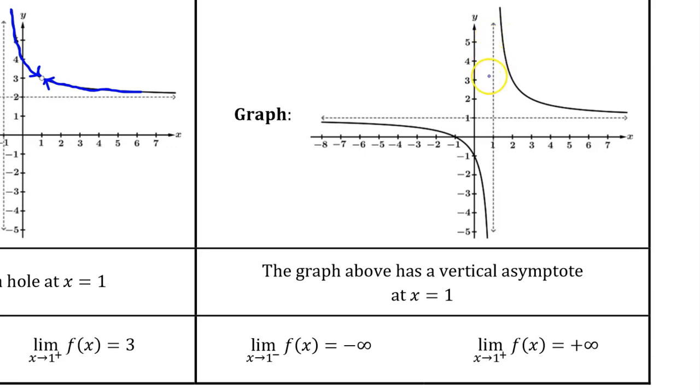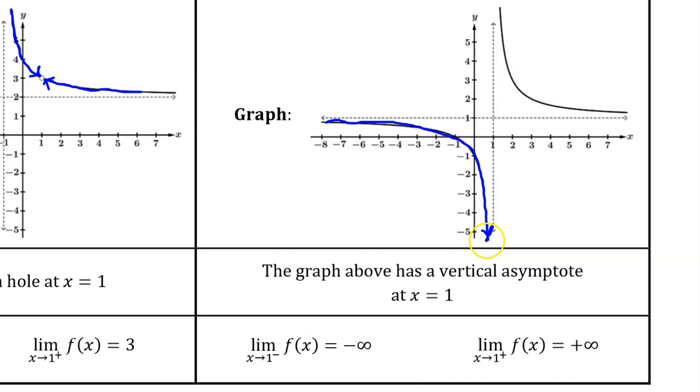This graph has a vertical asymptote at x equals 1. Let's consider the limit as x approaches 1 from the left. It would be like this. As we get closer and closer to an x value of 1 from the left, the y values, or the value of f of x, just keeps falling.